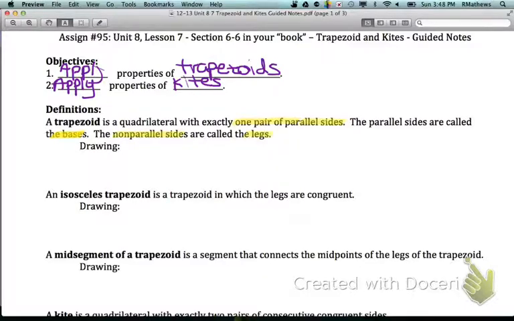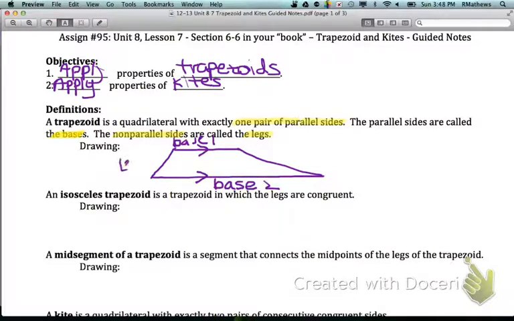And let me give you a drawing of what this would look like. So if we have our trapezoid, something like this. These two sides are parallel, so that's called base 1. And this would be base 2. And then the non-parallel sides are called the legs.